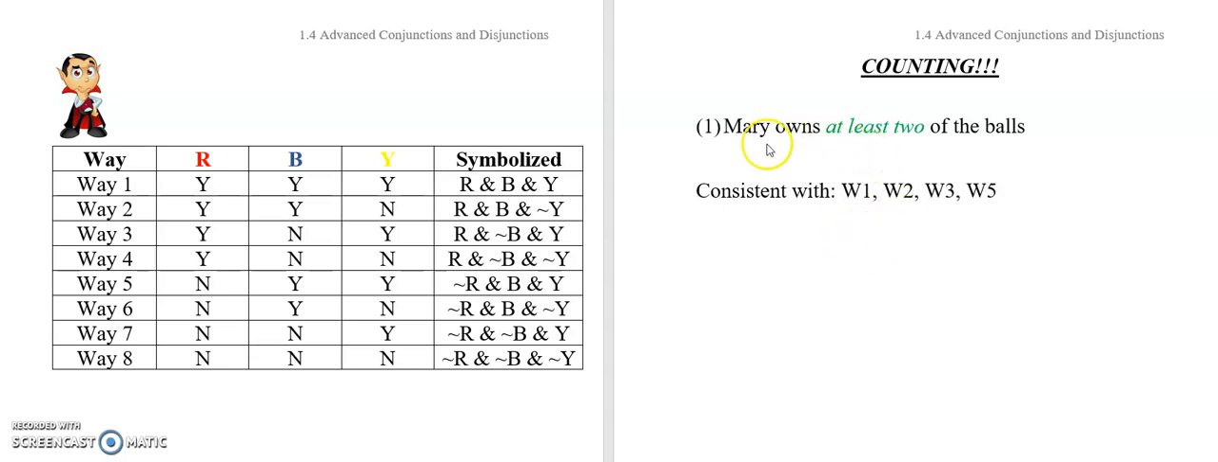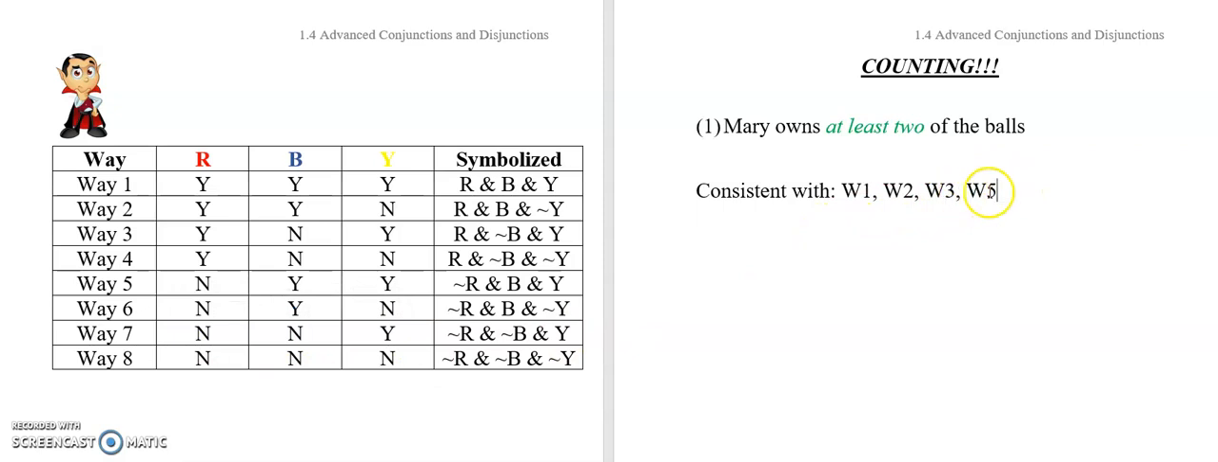All right, so notice the claim that Mary owns at least 2 of the balls is consistent with ways 1, 2, 3, and 5, but not any of the others. So it's consistent with way 1. Well, if she owns the red and the blue and the yellow, then it's true that she owns at least 2 of the balls. It's also consistent with way 2, where she owns the red and the blue, but not the yellow. But of course it would exclude something like way 7, where she only owns 1 of the balls. So if she owns at least 2, this can't be true.